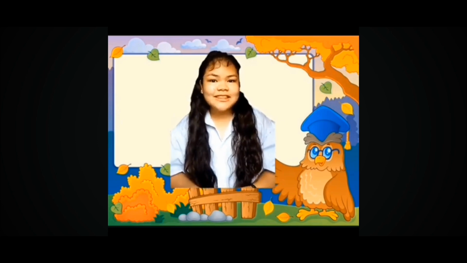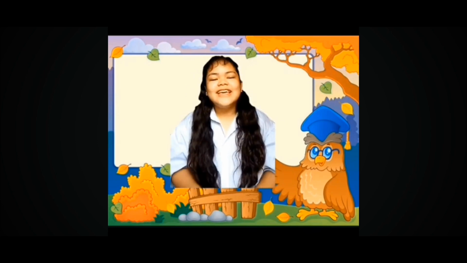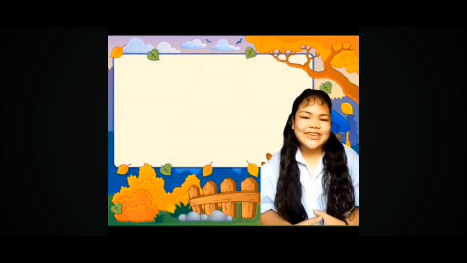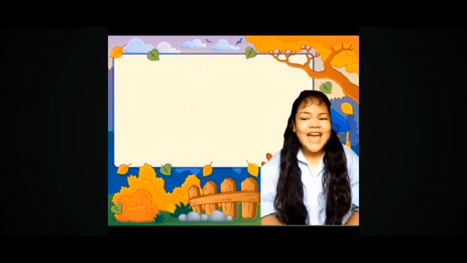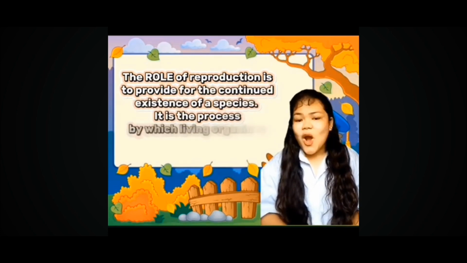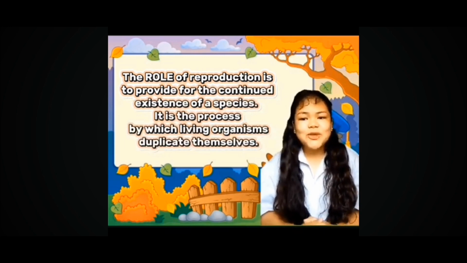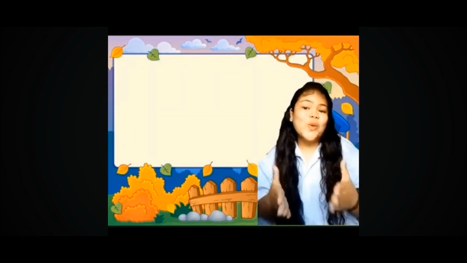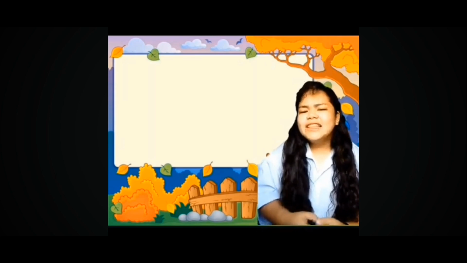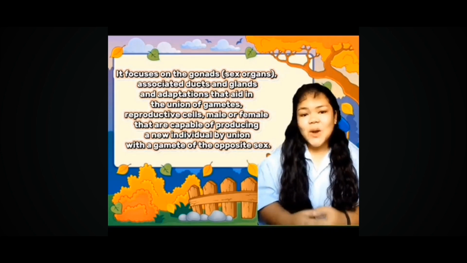So class, do you think reproduction has its role in this world? Yes, very good answer. Yes, it has a role. So the role of reproduction, rather, is to provide the continued existence of a species. It is the process by which living organisms duplicate themselves. So what is animal reproduction?